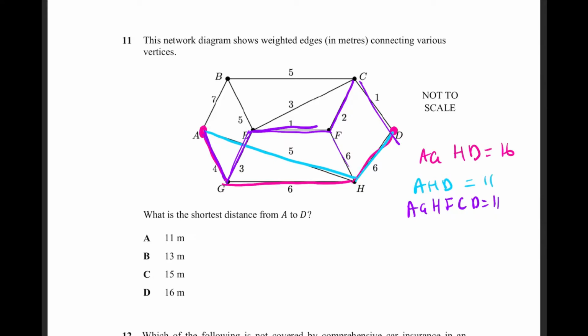If I go on the outer, that's 13, that's too much. What if I went 12? No. Here, if I went to B to E, no, that's too much. Okay, so it's 11.